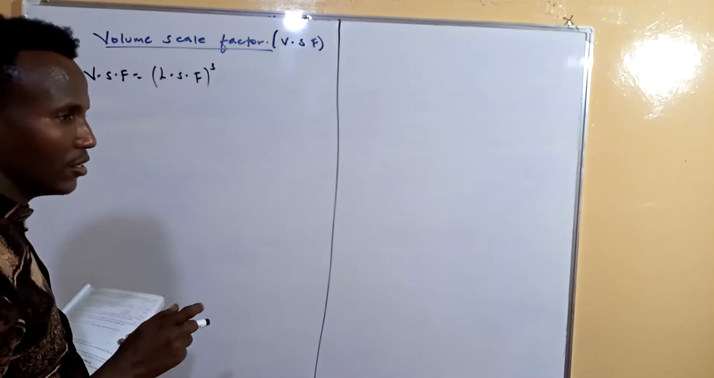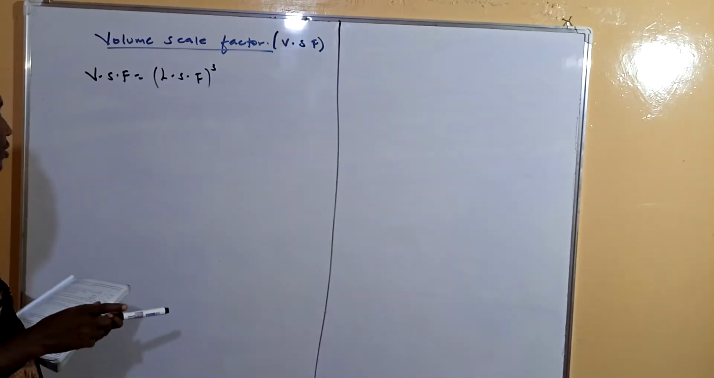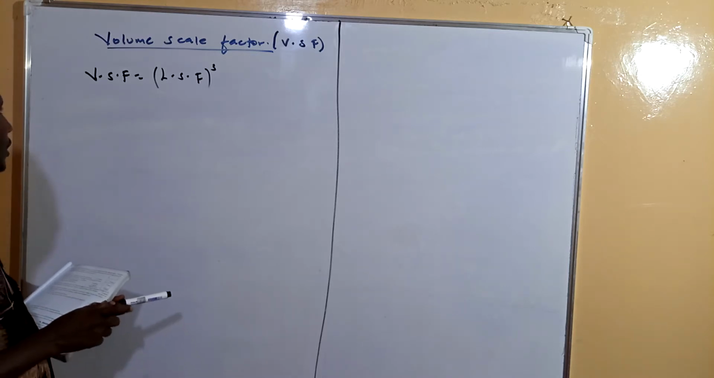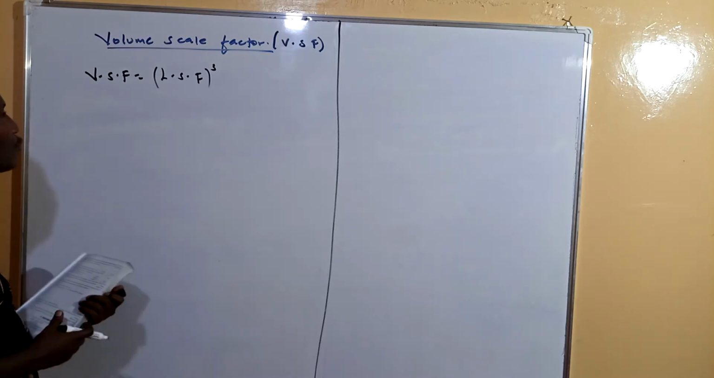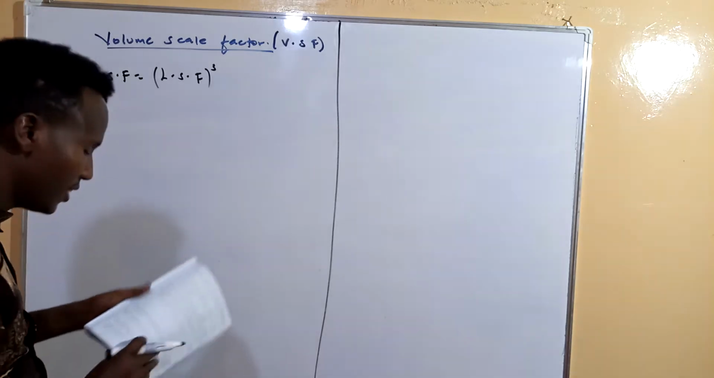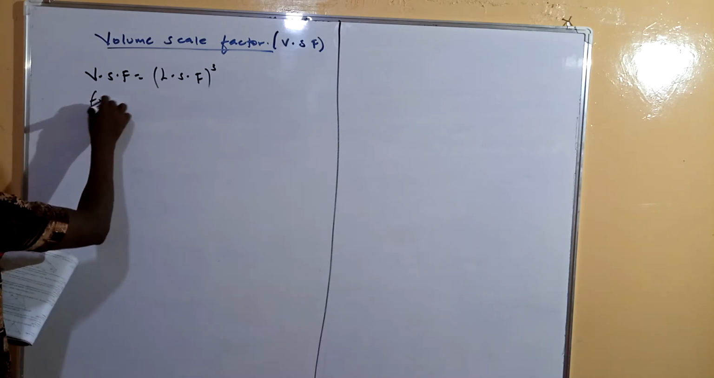VSF is gotten as linear scale factor cubed. Linear scale factor cubed. Now, if volume scale factor is gotten as linear scale factor cubed, let's see an example from this. Let's see the first example.